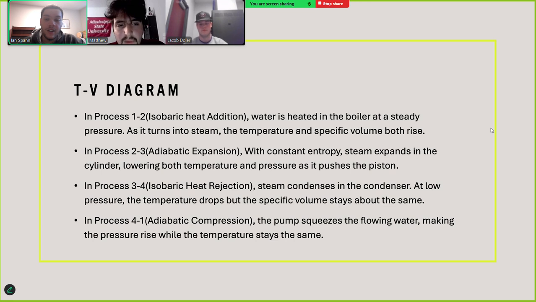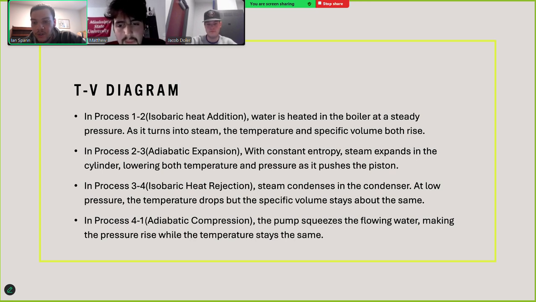And so for the TV diagram of this whole process of a steam engine, in processes 1 through 2, that's an isobaric heat addition. Water is heated in the boiler at a steady pressure. As it turns into steam, the temperature and specific volume both rise. In processes 2 to 3, that's an adiabatic expansion. With constant entropy, steam expands in the cylinder, lowering both temperature and pressure as it pushes the piston.